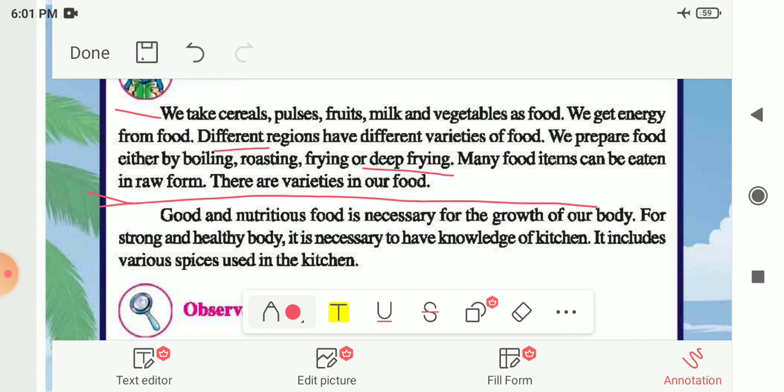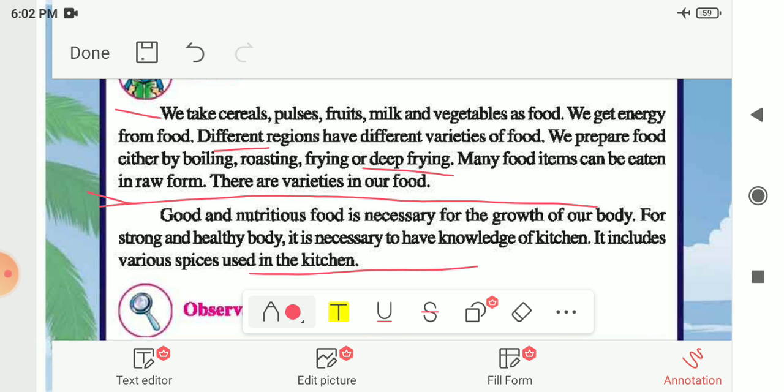And there are varieties in our food also. Every day we do not eat the same kind of food items. We require variation in our food items. So good and nutritious food is necessary for the growth of our body. Now the question is, what is the need of this food, or why are we taking this food? Good and nutritious food, that means food which gives all the nutrition, is necessary for the growth of our body. For the proper growth of our body, we require food which is rich in nutrition.